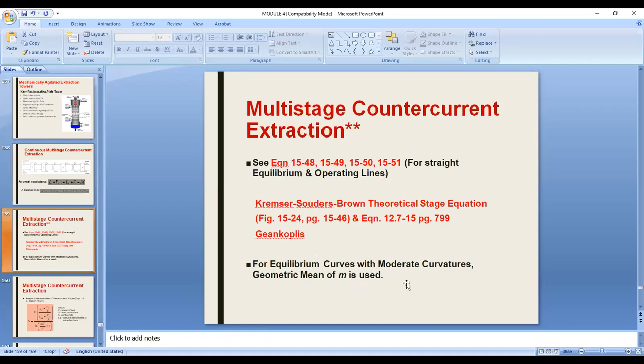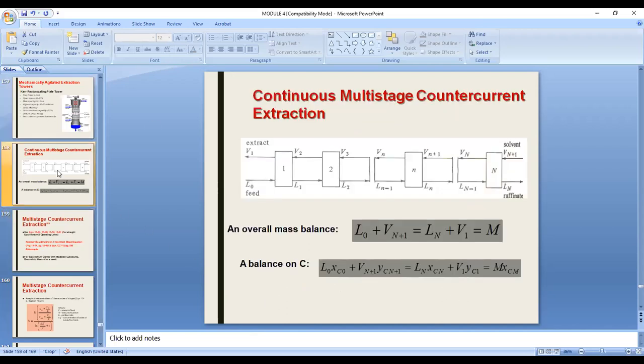For equilibrium curves with moderate curvatures, the geometric mean of the M is used. We intend to solve the number of stages for our extraction tower theoretically. So as such, hindi ito pwede magbalik sa equilibrium curve kag dito kwaon ang mga M's. So we need to take the mean, the geometric mean specifically, of the M's if we have equilibrium curves, not lines.